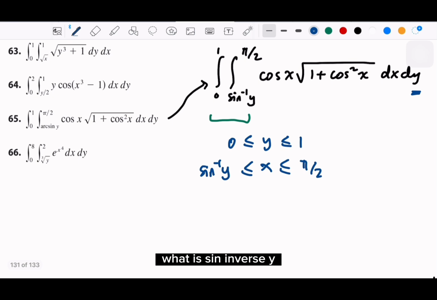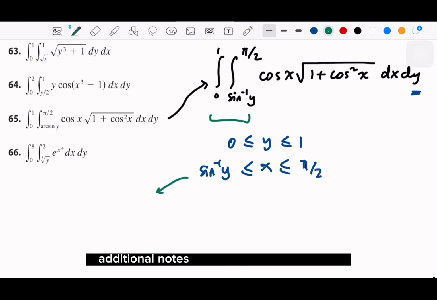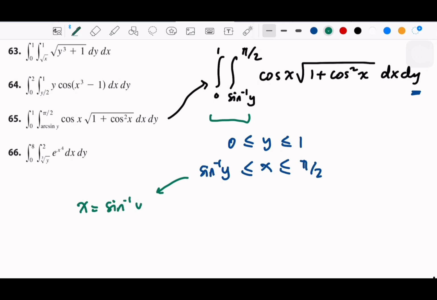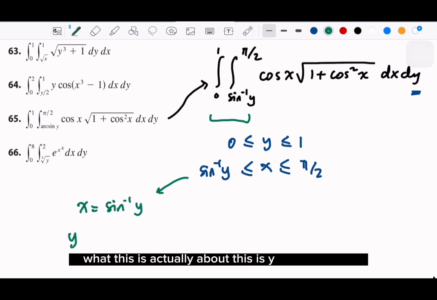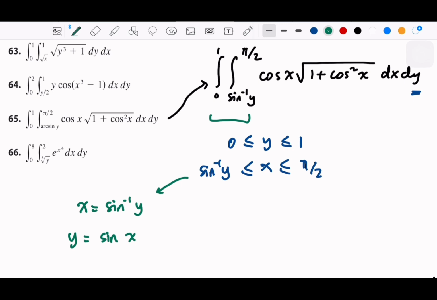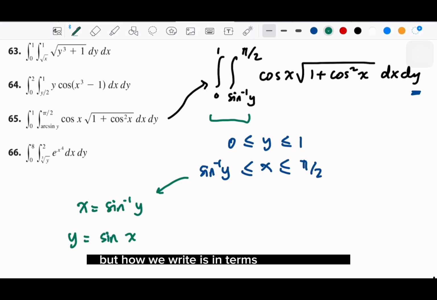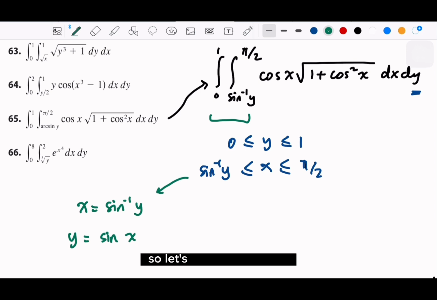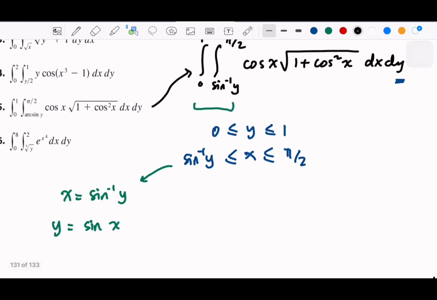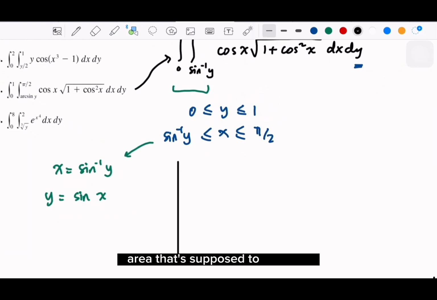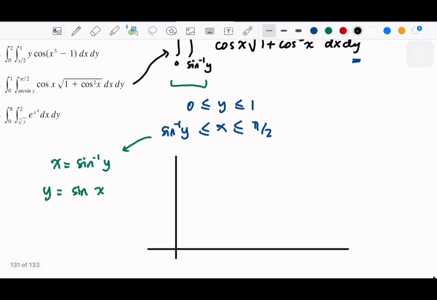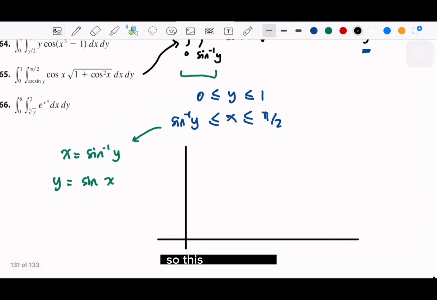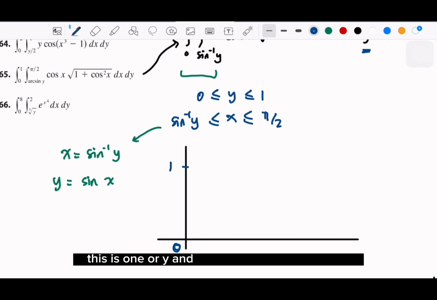Sine inverse y, what is sine inverse y? So let me just write here on the additional notes that x is sine inverse y. What is this actually about? This is y equals sine x, right? So we need to draw the sine x actually. But how we write it is in terms of the inverse. So let's try to get to our area that's supposed to be our D. So x is from sine inverse y to pi over 2, so this will be 0. Let's say 0, there is 0. This is 1 for y, and perhaps pi over 2 is maybe around here.